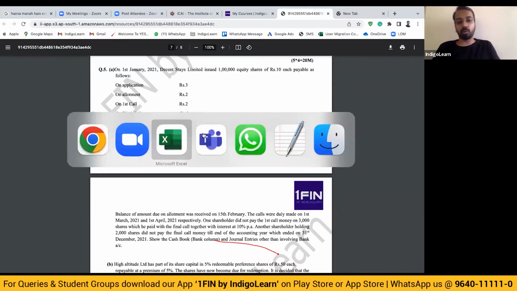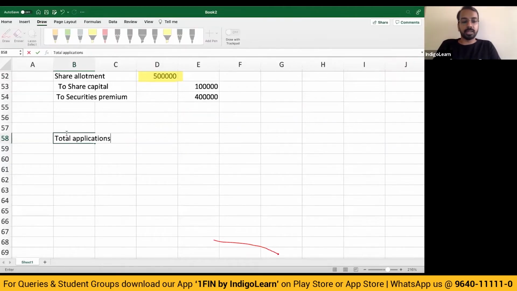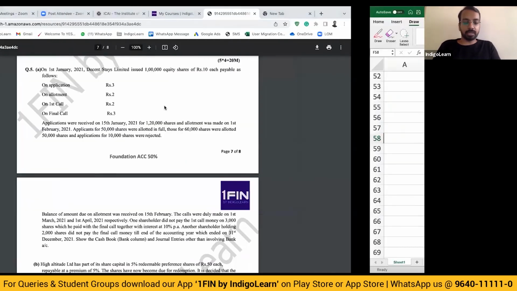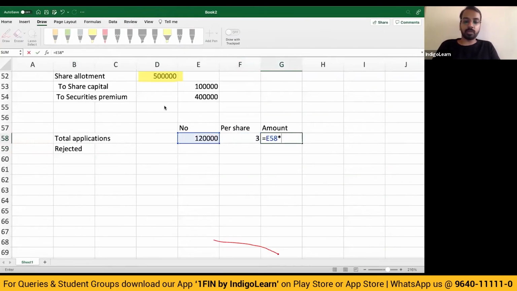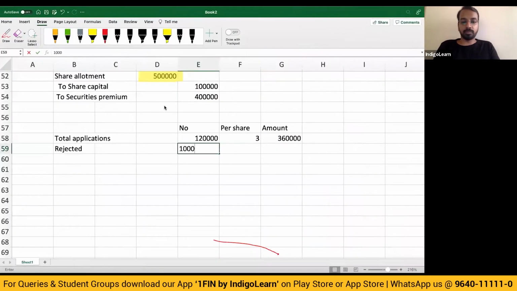So let us again note down the numbers. Total applications 1,20,000. Rejected how many? So here I'll write number, amount, or per share and amount. Total application 1,20,000 at 3. So 1,20,000 multiplied by 3, 3,60,000. Rejected 10,000. So what will you do with rejected shares?